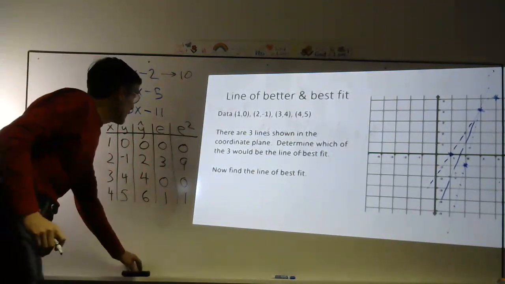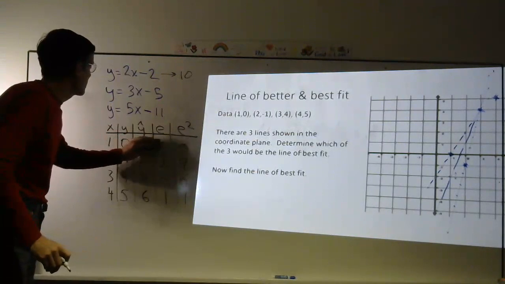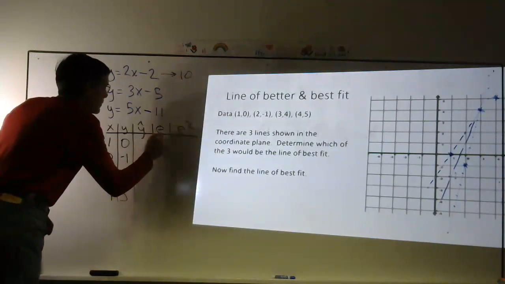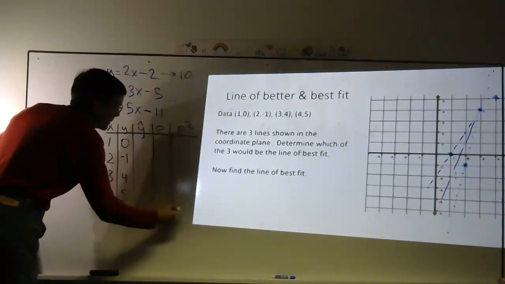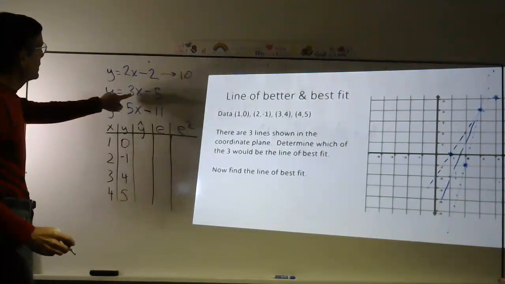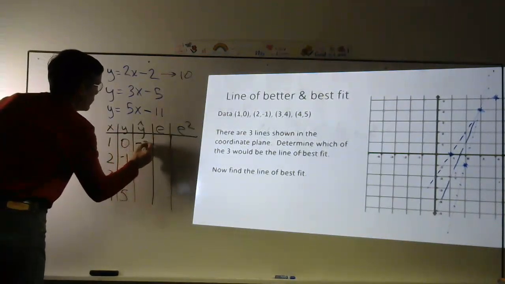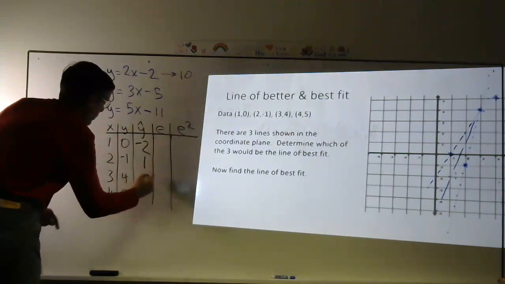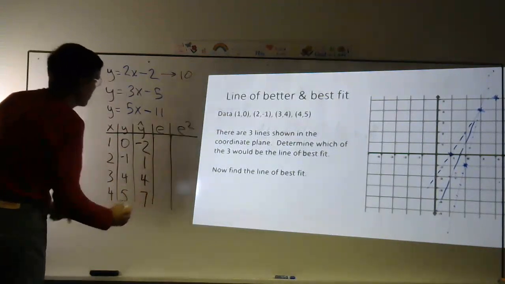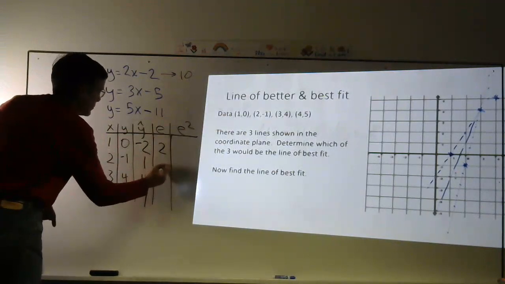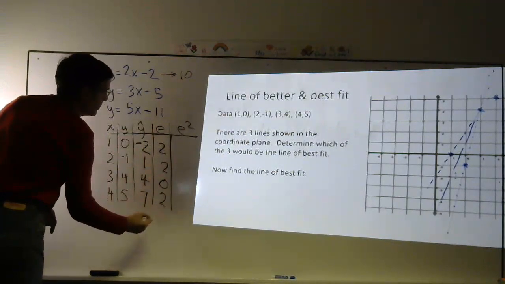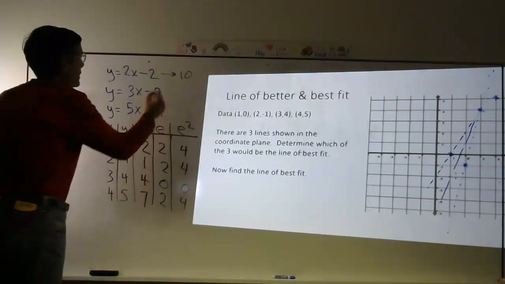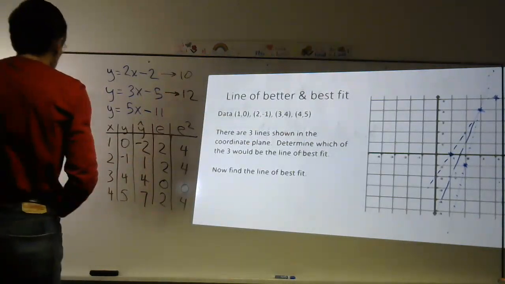All right. How do we fare with the second one? So I need to get rid of just these columns and do it again for the second one. All right. So putting x in, I get 3 minus 5 is -2. 6 minus 5 is 1. 9 minus 5 is 4. 12 minus 5 is 7. Error is 2, 2, 0, and 2. Or square, 4, 4, 0, and 4. Total amount of error for the second one is 12. Okay?